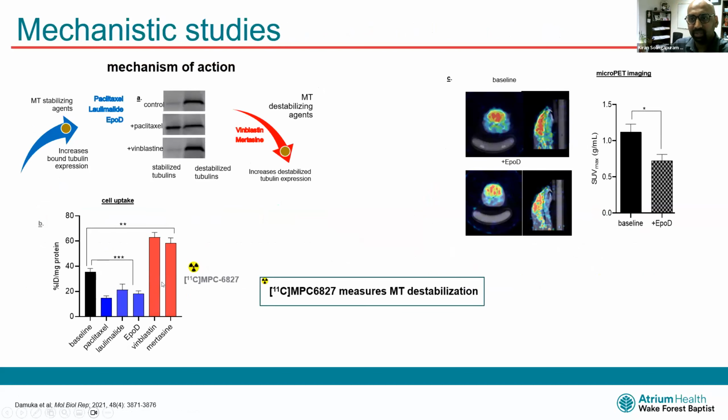With the destabilizing agents, the uptake increased, whereas with the stabilizing agents, the uptake decreased. It almost shows that this particular tracer likes an environment where there are more destabilized microtubules. So maybe C11 MPC 6827 measures the microtubule destabilization. And again, the same in vitro mechanism was corroborated with the in vivo microPET imaging, where the same animals at baseline showed a decreased uptake when we treated the animals with EpoD. EpoD is a microtubule stabilizing agent, epothilone D, that stabilizes the microtubules.